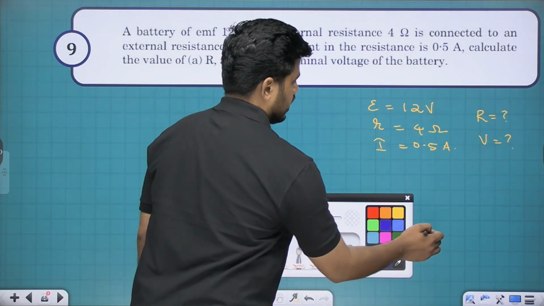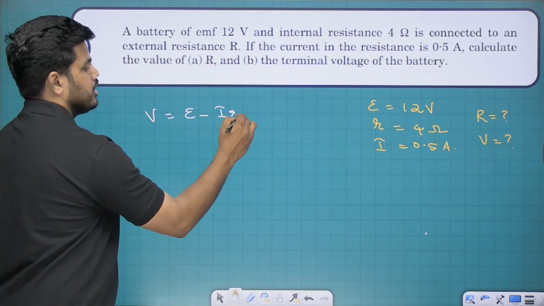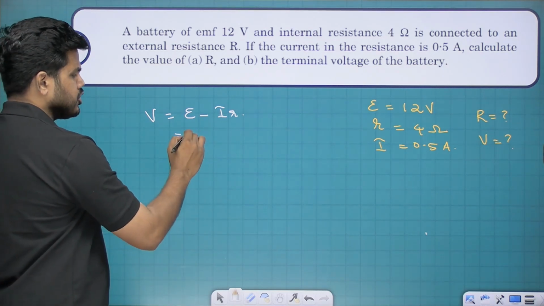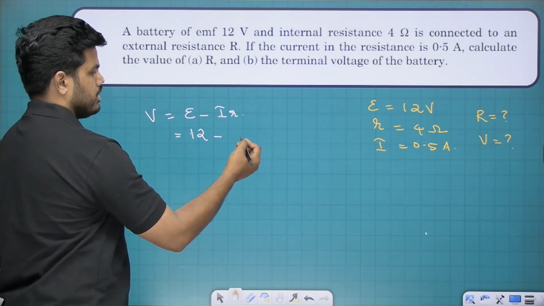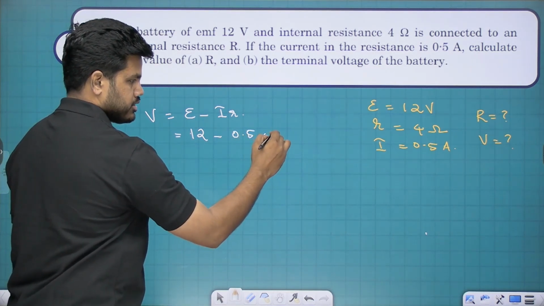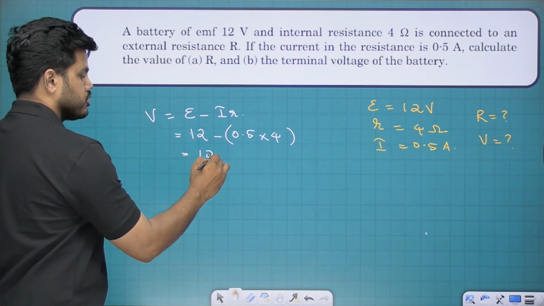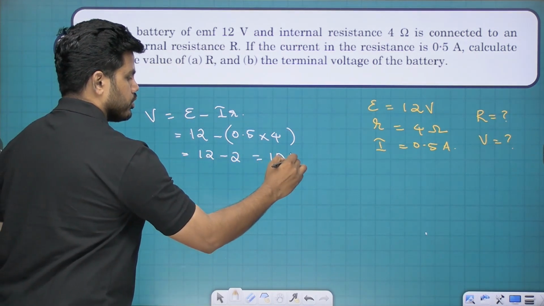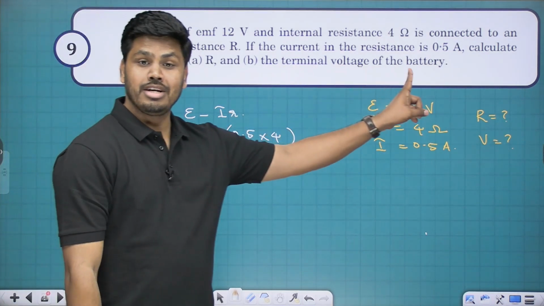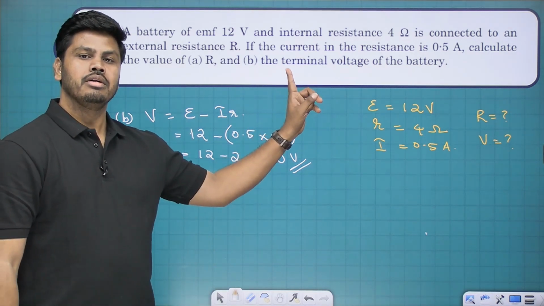How will you find it out? We have the relation V equals E minus I r. EMF is 12 minus current 0.5 into internal resistance 4. 0.5 into 4 is 2, so 12 minus 2 is 10 volt. That is the terminal potential difference, which is the second part, B.